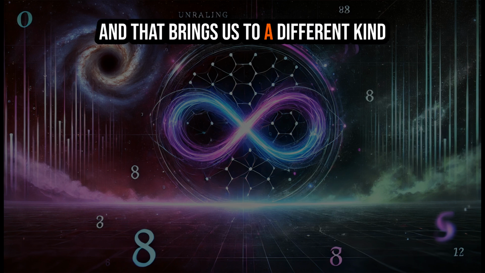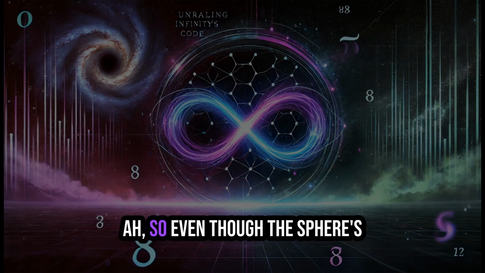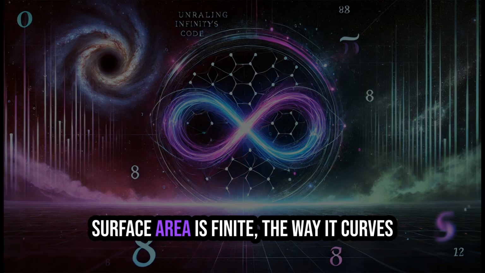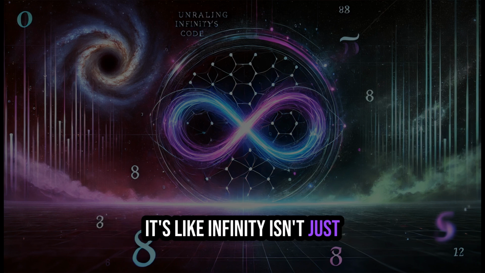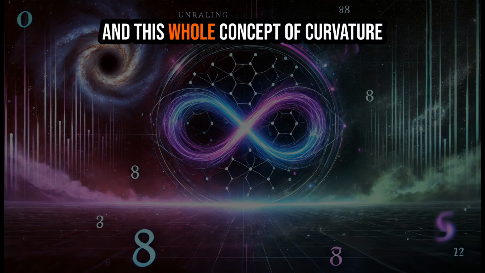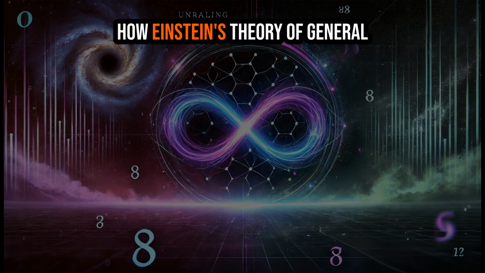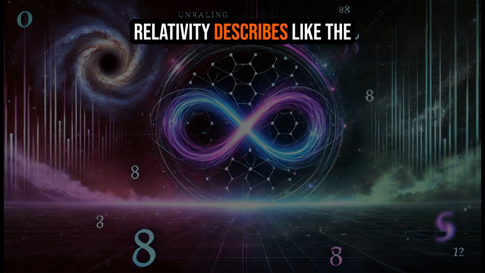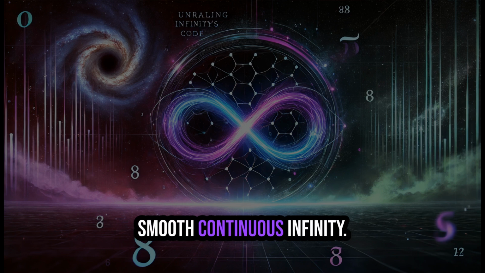And that brings us to a different kind of infinity than on a flat surface. So even though the sphere's surface area is finite, the way it curves creates a different kind of infinity. Like infinity isn't just about quantity, but about the structure of space itself. You got it. And this whole concept of curvature is super fundamental to how Einstein's theory of general relativity describes the universe on a grand scale. Okay, so that's Einstein's smooth continuous infinity.